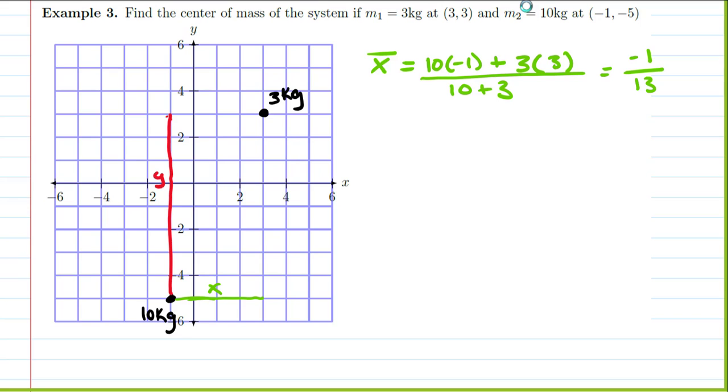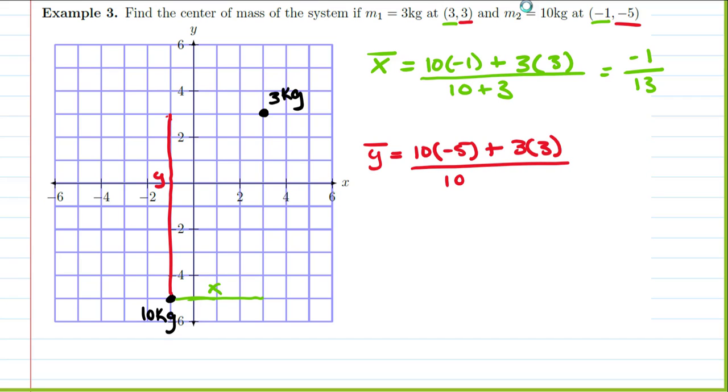So that's our x bar, and we got that by using only our x coordinates, right? So our x value and our x value. We can then calculate our y bar by doing the same thing. So we have 10 times our y value down here, which is -5, plus 3 times our y value, which is 3, all divided by our mass, which is 10 plus 3. So that gives us -50 plus 9 is -41 all over 13.